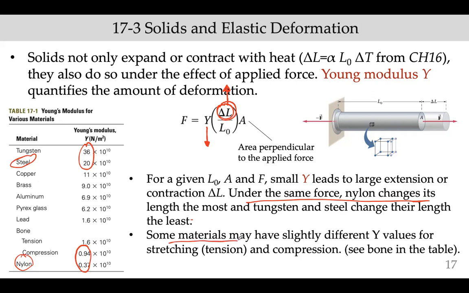Some materials may also have slightly different Young modulus values for stretching and compression. Bone, for example, has slightly different values. For tension, which means stretching, just like here, pulling it, it's 1.6 times 10 to the 10th. But for compression, it's a lesser value, 0.94 times 10 to the 10th.